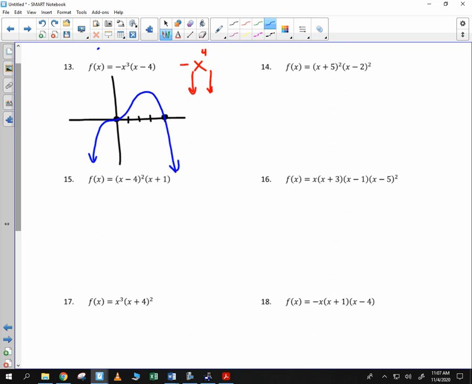Next one, if you multiply it out, you get a positive x to the 4th. It's going to end up. It's going to start up. Looks like I have 2 double roots at negative 5.